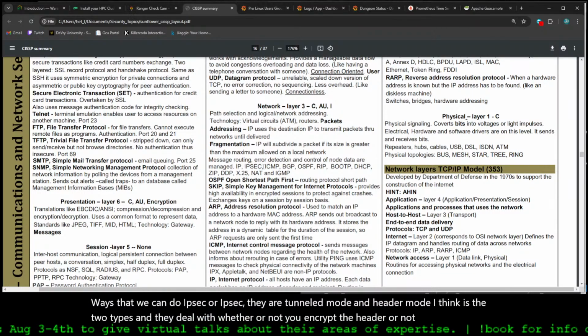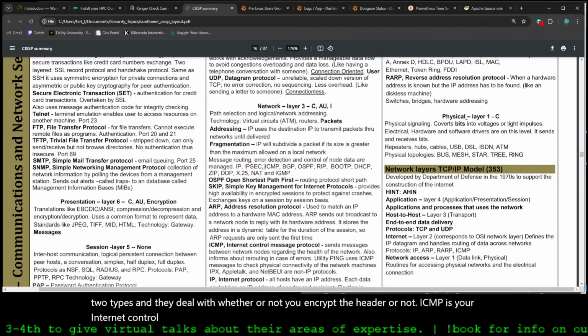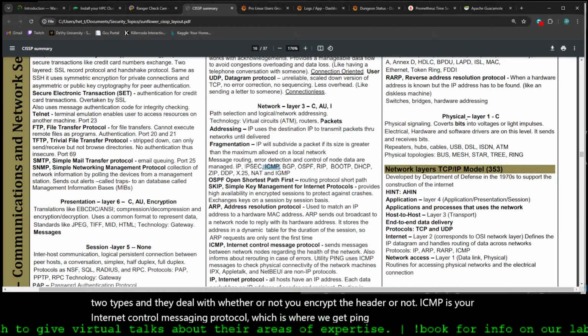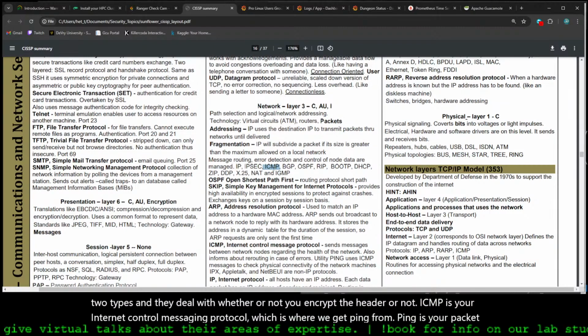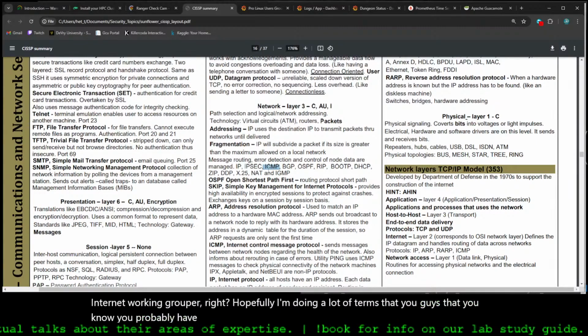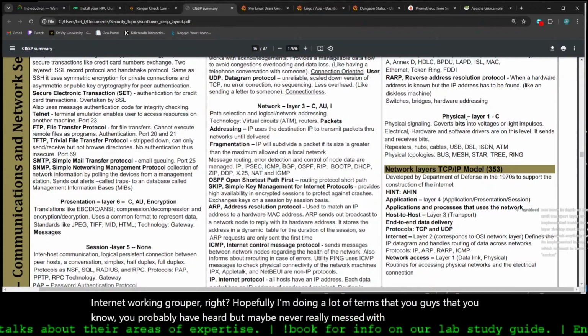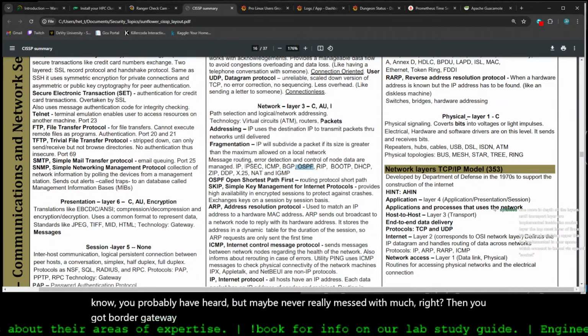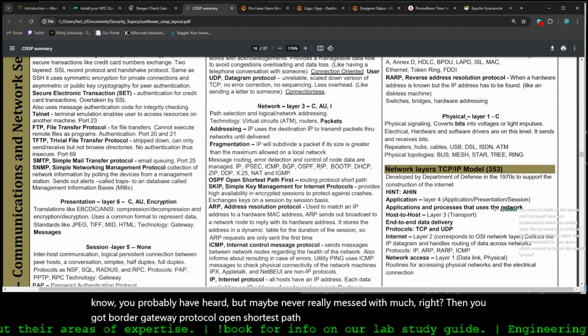ICMP is your Internet Control Messaging Protocol, which is where we get ping from. Ping is your packet internetworking groper, right? Hopefully I'm throwing a lot of terms at you guys that you probably have heard, but maybe never really messed with much, right? Then you got Border Gateway Protocol, Open Shortest Path First, Route Information Protocol.